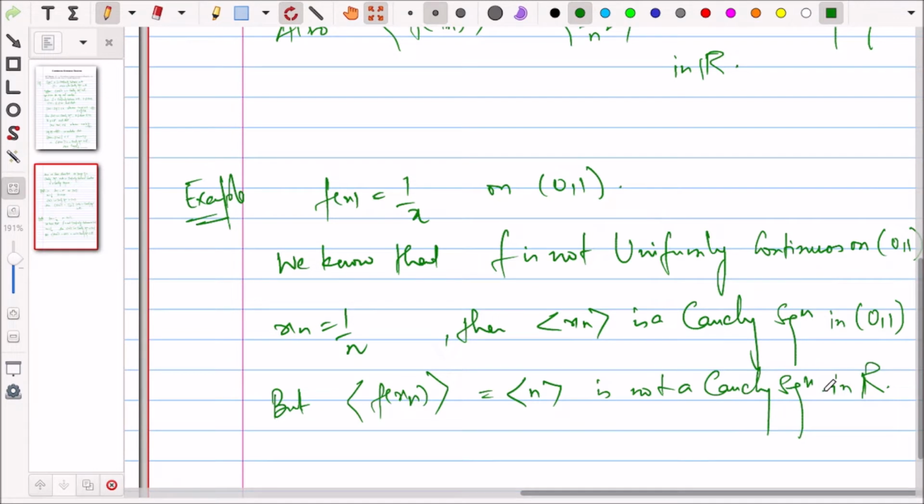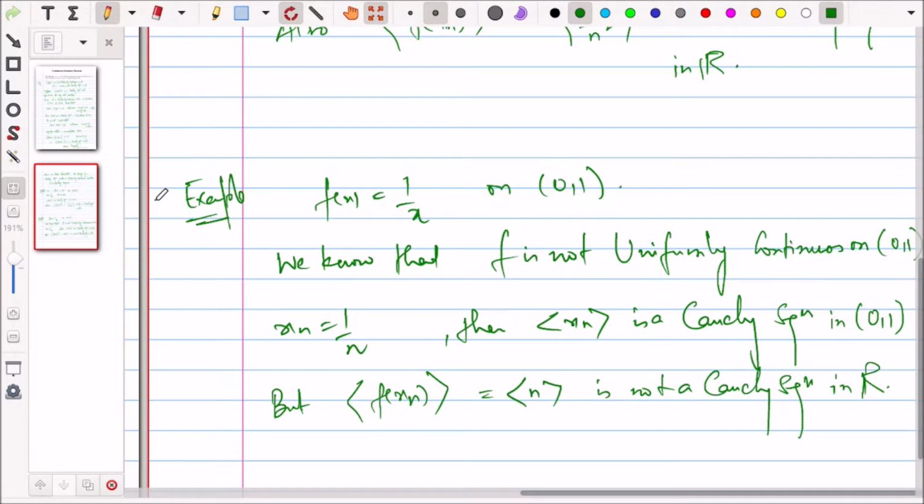Note that every Cauchy sequence in R must be convergent. We know this result that a sequence is convergent in R if and only if it is a Cauchy sequence. And it is also interesting to note that if this set was closed... now this function f is not uniformly continuous on the interval 0 1, so we are getting that the corresponding sequence need not be a Cauchy sequence.